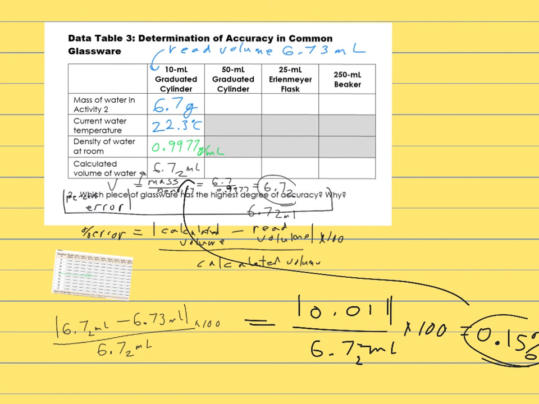I want you to give me the percent error for your 50, your 25, and your 250. And that's all you're doing in today's experiment. Why don't you also write down the atom? Everybody write down the atom. That's it.